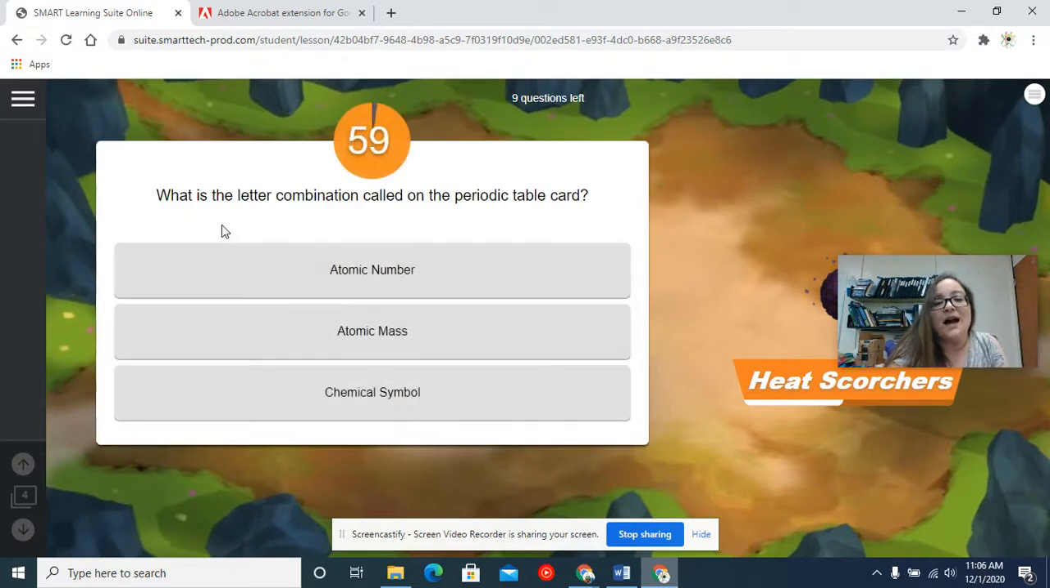What is the letter combination called on the periodic table card? So when you have either one letter or a capital and a lowercase, what is that called? That's the chemical symbol.